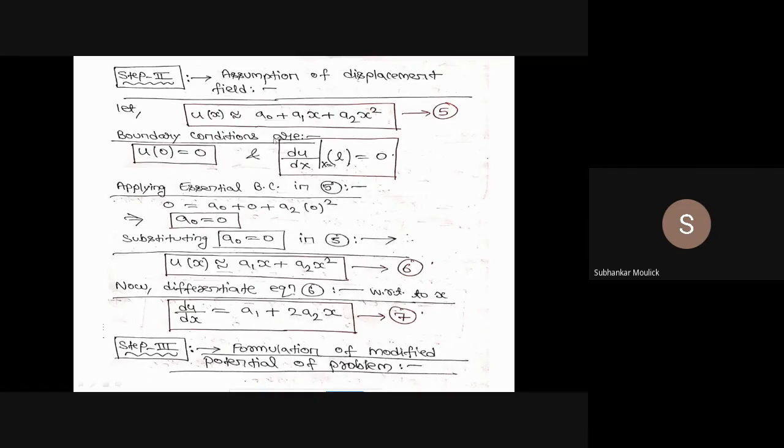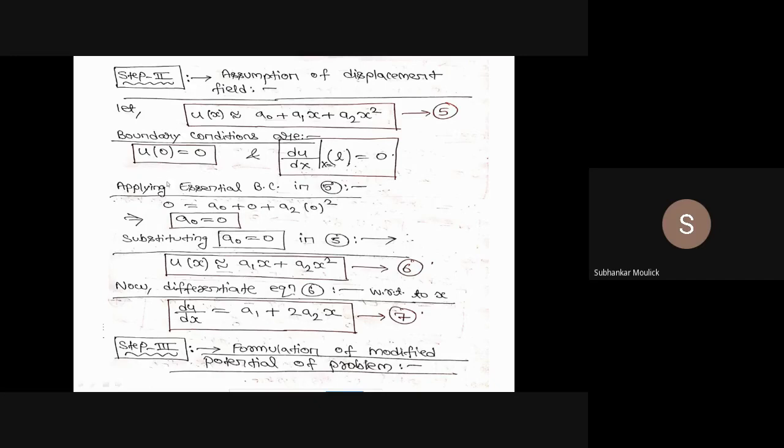Next, see here, now if you see in the displacement field variable there are three unknown coefficients: a naught, a1 and a2. With the help of the essential boundary condition, let us find out the unknown coefficients. Remember, we cannot use the natural boundary condition. You cannot use the natural boundary condition in the Rayleigh-Ritz method. This condition you can only use in the weighted residual method.